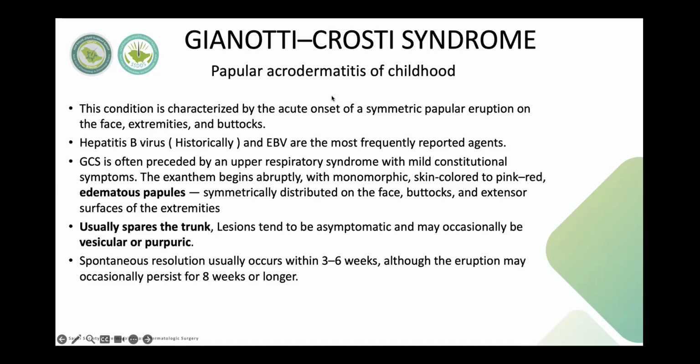Historically, it's been associated with hepatitis B, but EBV nowadays is the most commonly reported agent. It's again very benign. However, because it stays for a very long time, usually up to 6 weeks or even longer, a lot of people will come for consultation regarding that. It may be itchy or not, but that's basically it. So it's just important to recognize and know it.